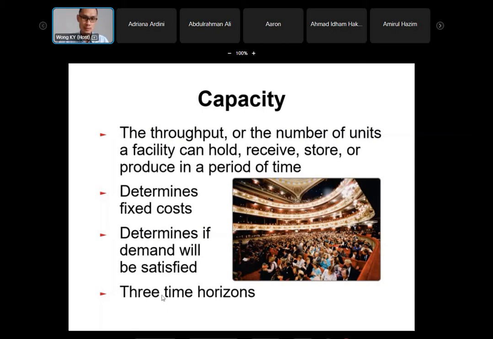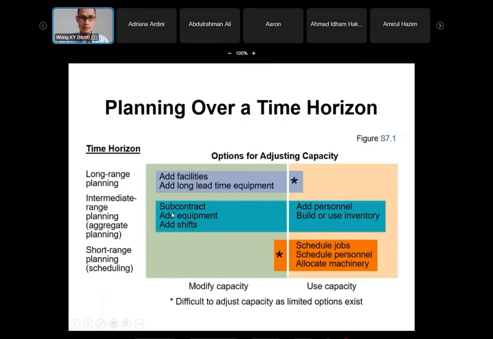And capacity planning can be divided into three time horizons. Right, so we can have capacity planning for the long term, for the intermediate or the midterm, as well as for the short term. Now, long-term planning is more about deciding whether we should add new facilities or not, whether we should add a new production system, a new production line, new facilities or not, and also deciding whether we should add more equipment or not. So that is more like long-term planning. Deciding whether to set up new facilities or to buy new machines are long-term planning.